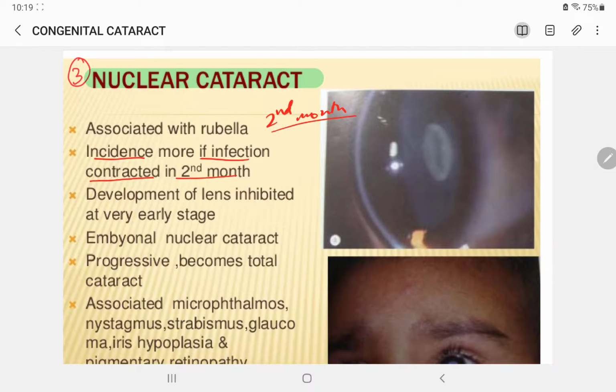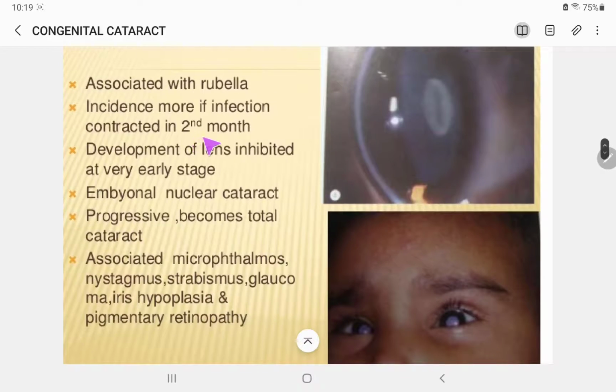As the slide suggests, the infection is contracted in the second, I think it's trimester. I'm not quite sure about this, trimester or month. Let's Google it. I will comment down if there is any mistake. So yeah, let's read month for now.